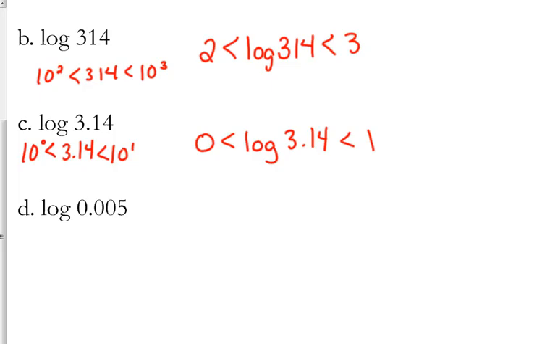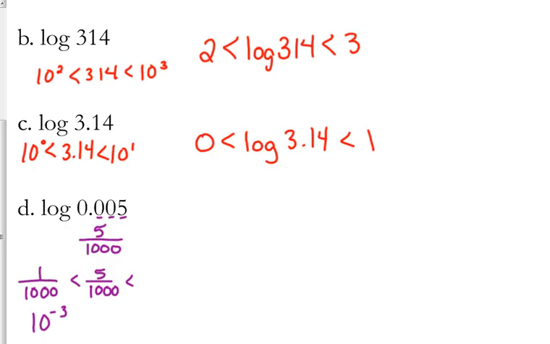The log of 0.005. I think it's helpful to put this in fractional form. So tens, hundreds, thousandths. So that's 5 over 1,000. Okay, 5 1,000ths is bigger than 1 1,000th. And 1 1,000th would be 10 to the negative third, because 10 cubed is 1,000, and the negative is going to move it to the bottom.